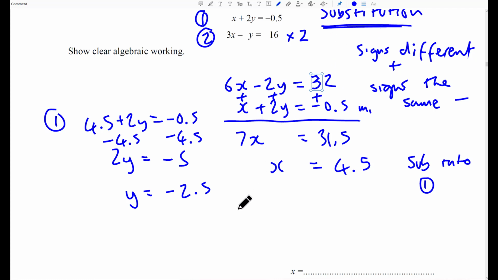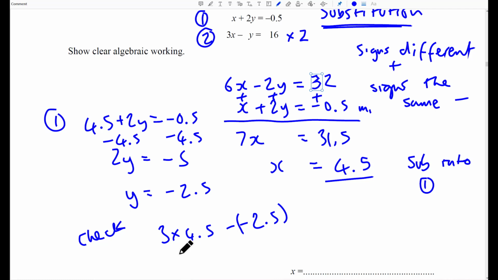Let's just double check we haven't made a silly mistake. Let's try this in equation 2, see if it works. So x equals 4.5, so let's do 3 times 4.5. Right, check, so you get 4 marks. Minus, now you see y is minus 2.5 here, so it's minus 2.5. So that's 3 times 4.5, which is 13.5. 2 minuses make a plus, plus 2.5 equals 16.